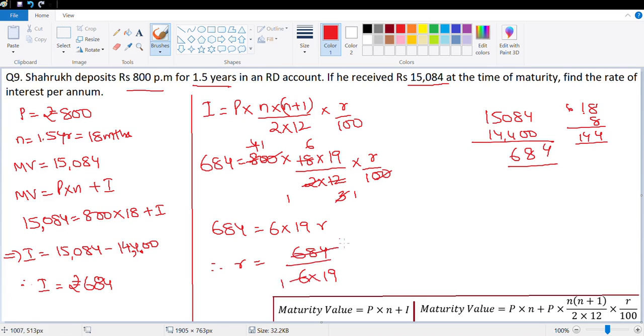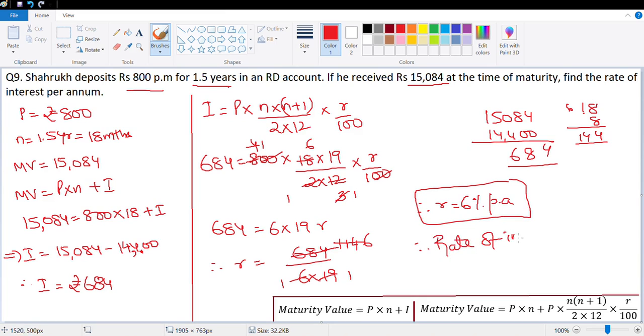6 into 1, 6 1, 6 1, that's 24, which means 4. And 19 into 1 and 19 into 60 and 54. Yeah, that's 6. Therefore, R is equal to 6% per annum. Let's read the question. Find the rate of interest. Therefore, rate of interest is 6% per annum. That finishes this question. That brings me to the last question that I solved with you from this exercise, which is question number 11.